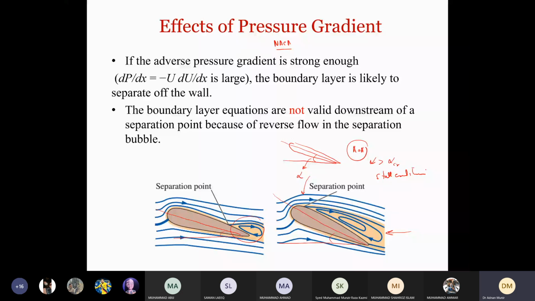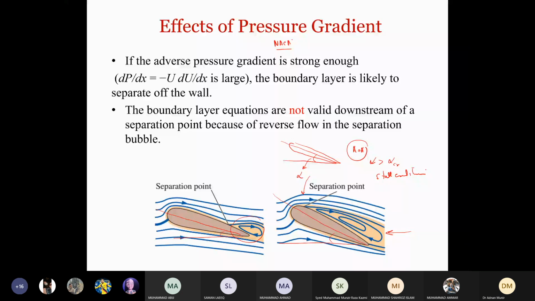Because this shape is capable of generating more lift as compared to drag, that is why it has widespread applications, right? And then we can have so many variants of this shape, and the classification of those variants can be given in terms of NACA series.